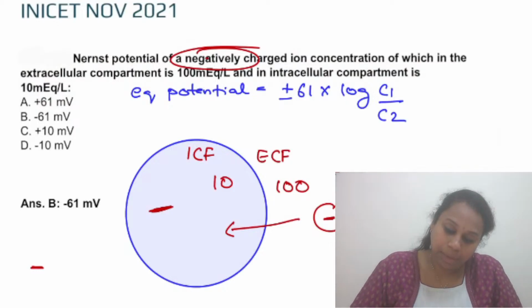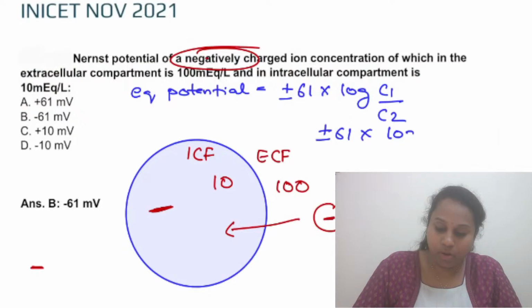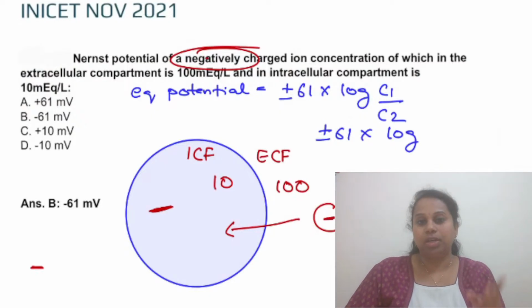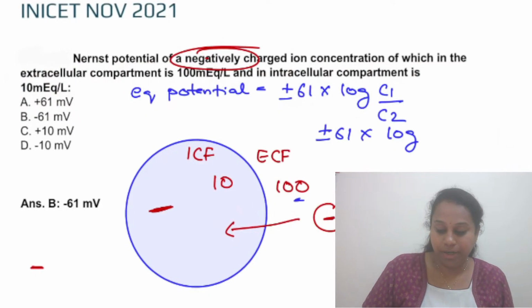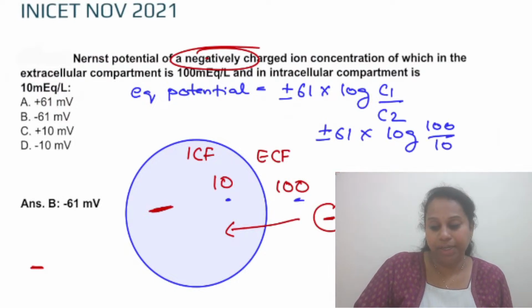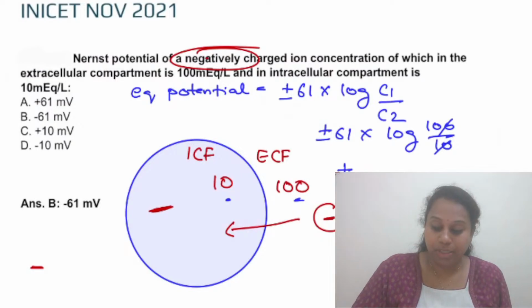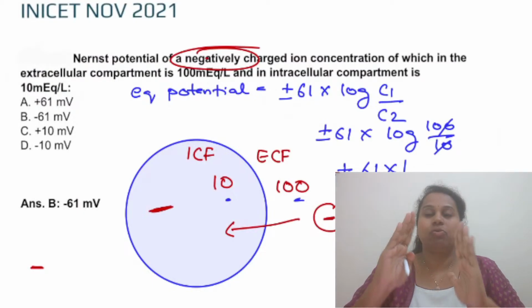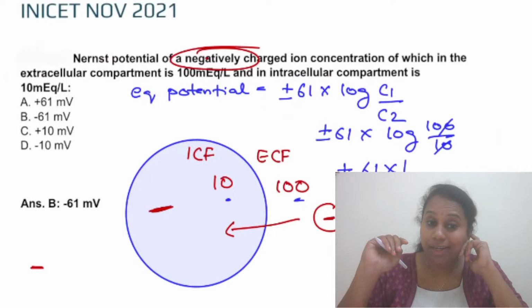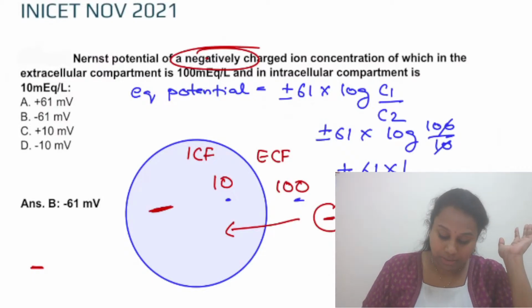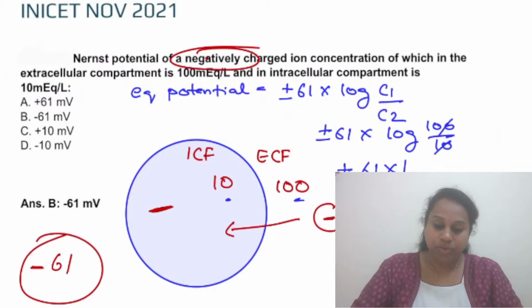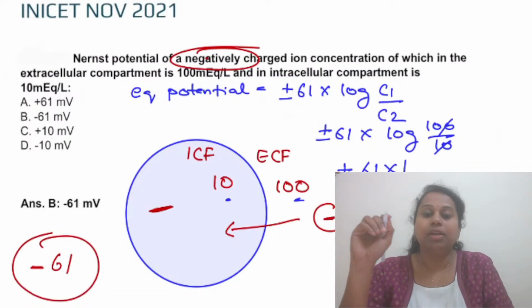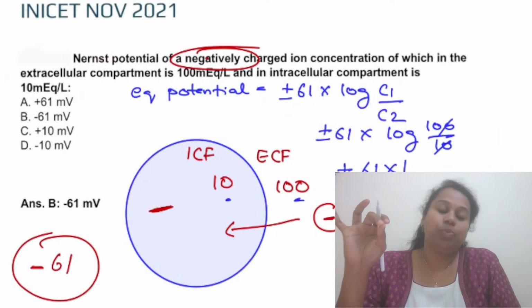Now based on the formula, let's find out the answer. Plus or minus 61 into log of C1 by C2. What are the two concentrations here? 100, 10. So this is 100 by 10. 100 by 10 would be 10 and log 10 would be 1. So the answer is plus or minus 61 into 1. So this is plus or minus 61. And we already know that it is minus. So what is the answer? Minus 61.